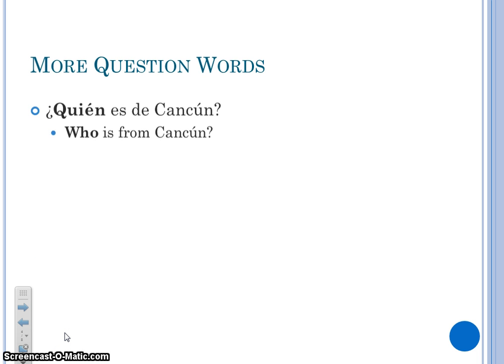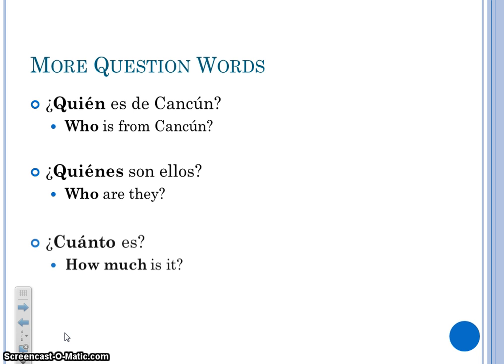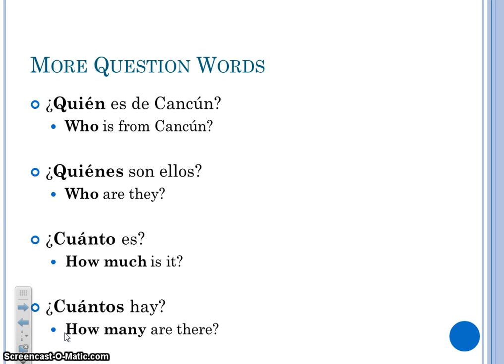Okay, here are a few more. ¿Quién es de Cancún? Who is from Cancún? ¿Quiénes son ellos? Who are they? ¿Cuánto es? How much is it? And ¿cuántos hay? How many are there?